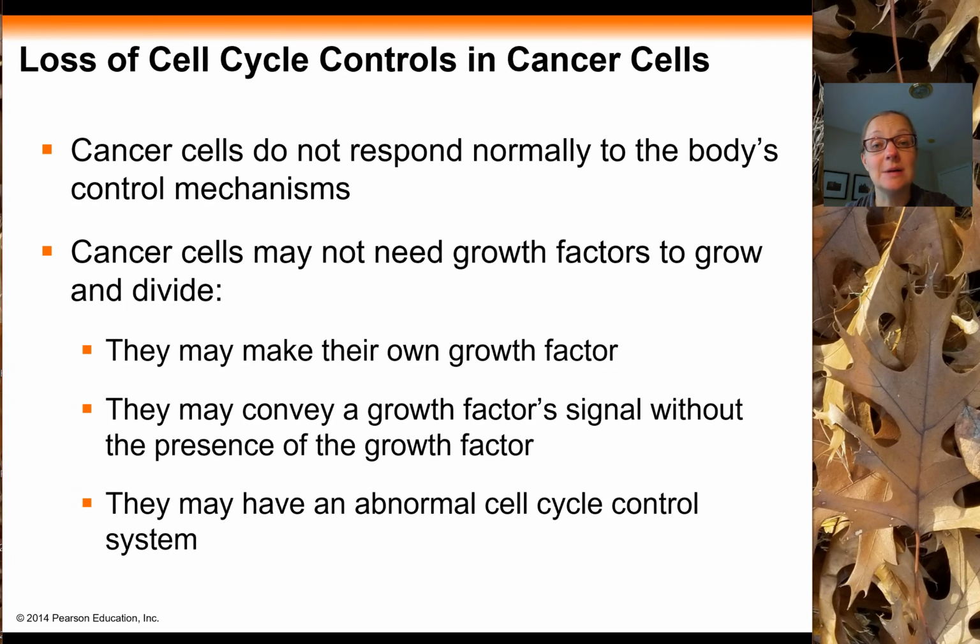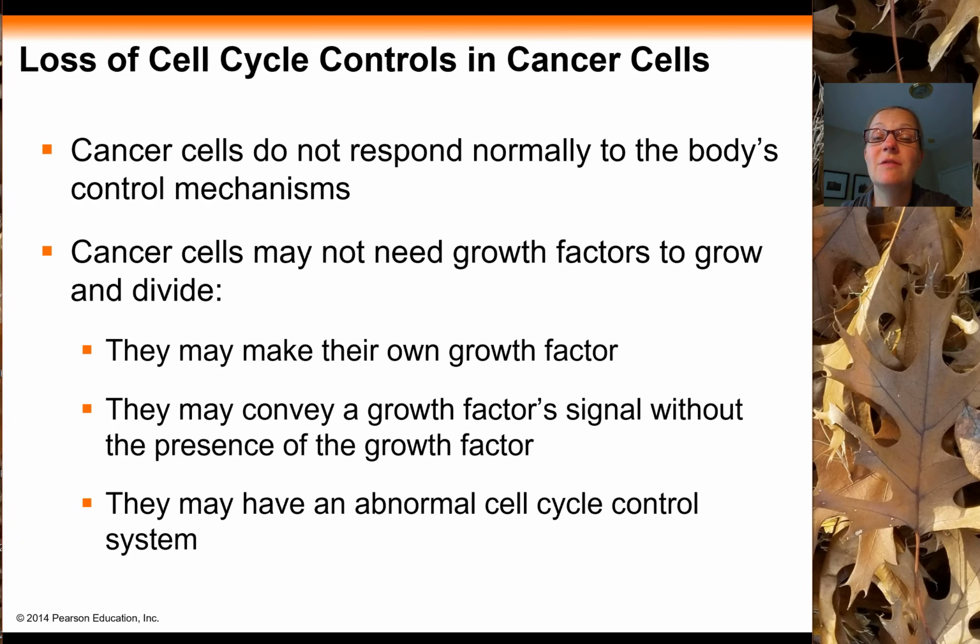We do have some ideas of how some cancer cells might be accumulating the opportunity to stop regulating their cell cycle, and they're listed in this particular slide. So first of all, maybe the cancer cells actually make their own growth factor. They don't have to depend on another cell telling them what to do. If they can make their own growth factor, they can divide whenever and however frequently they choose to.